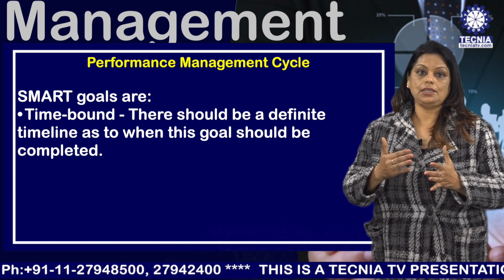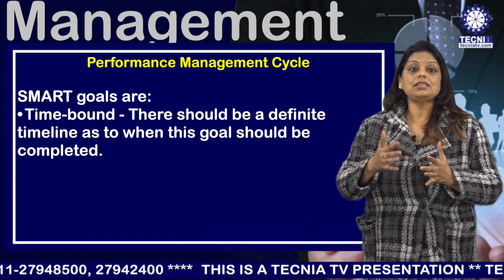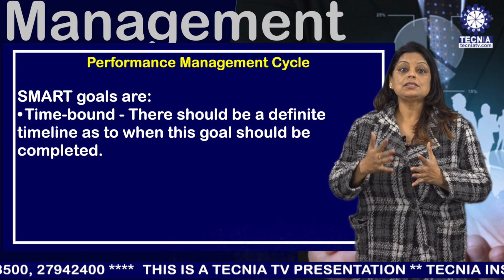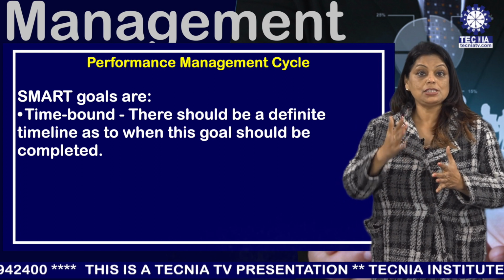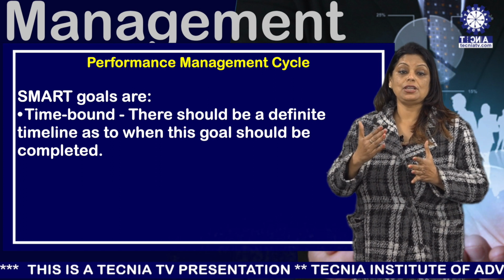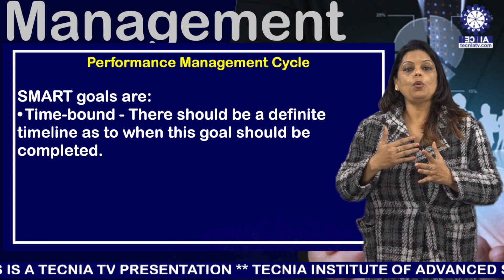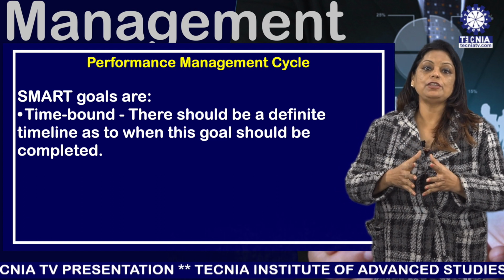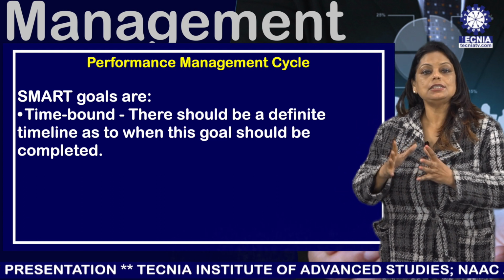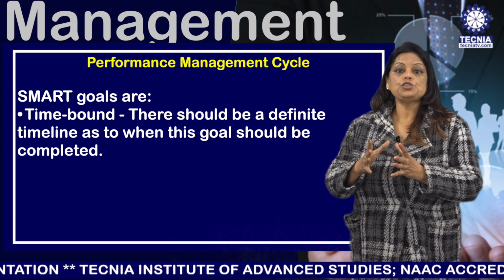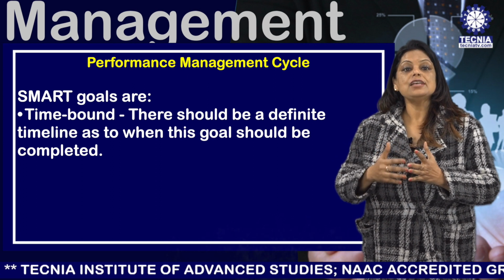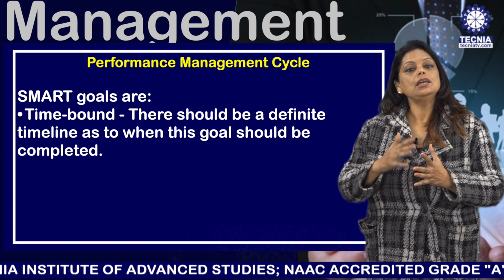And the next is T. What do you mean by T? That is time bound. Time bound is very important. SMART's last portion is T. T is time bound. Whatever goals are being given to you have a certain limitation of time. There should be a definite timeline as to when this goal should be completed.